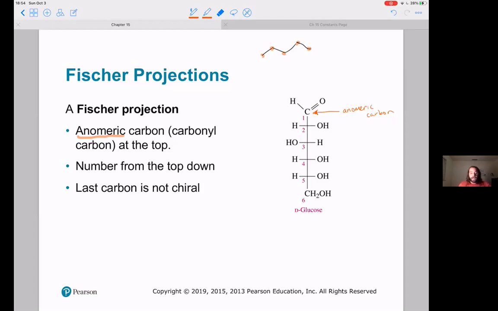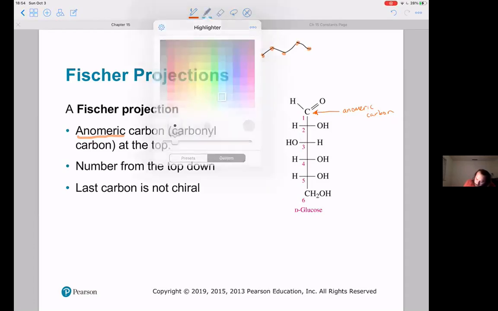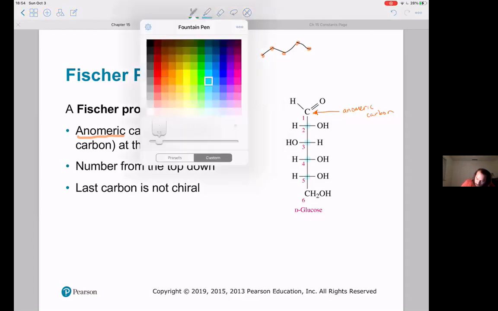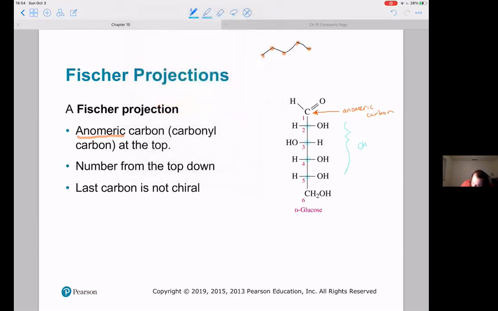Okay, the last feature of this Fischer projection is that each one of these carbons for our sugar is chiral. You can convince yourself that they are all bound to different groups. It's always a hydroxyl group on one side and a hydrogen on the other side, but then the carbons that they're attached to are also different, right? So these are all chiral carbons.